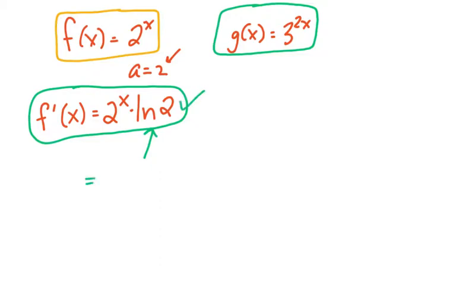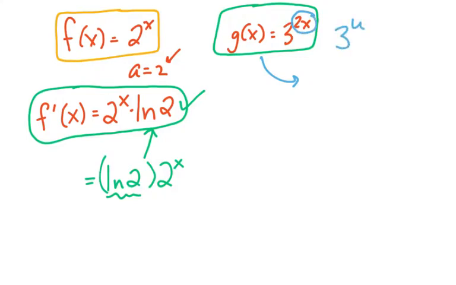Is it okay to write it as ln of 2 times 2 to the x? Yeah, that's fine too, because ln of 2 is just a constant number, so it's okay to put in the front. But there's no way of combining these two terms. We have to keep them multiplied and separate. Okay, how about over here? Now, look, we do have a chain because we have an inner function, so we can let u equals 2x. There we go. So g of x is basically just 3 to the u, where my base here is 3.